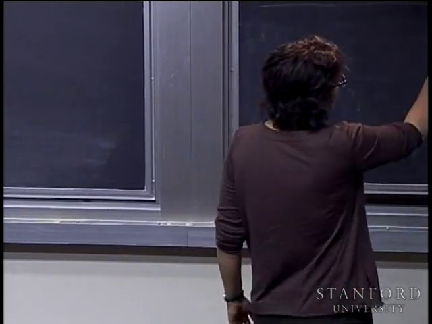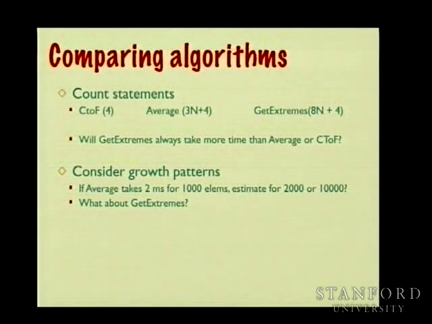So I have these numbers, like 4 statements for the Celsius to Fahrenheit, 3n plus 4, 8n plus 4. These tell us a little bit about, well, will get extremes always take more time than average or C to F? Given the way those numbers look, it looks like if you plugged in the same value of n, the same size vector, it should take more time to compute get extremes versus compute the average. We're going to discover that actually we're not going to try to make that guarantee.